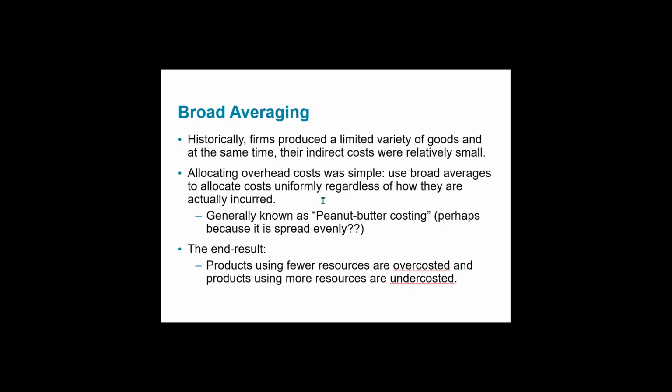This type of broad averaging is no longer as accurate as companies need their costing to be. Historically, firms produced a limited variety of goods, and at the same time, their indirect costs were relatively small. Well, now they're huge. So the short and long-term effect of this over or under costing can be really significant.